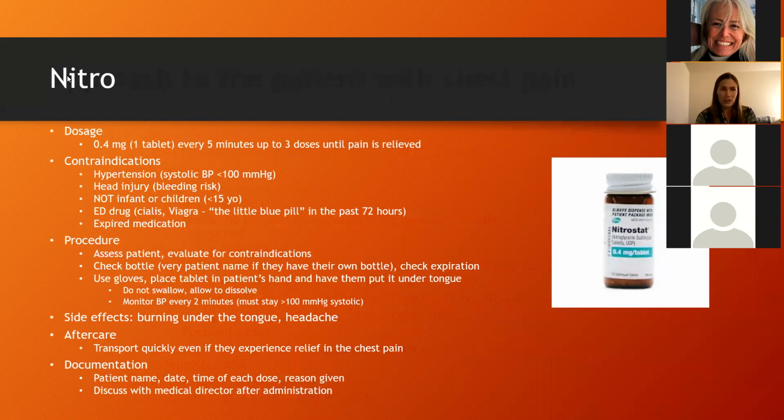A quick review, we talked about this last time. Doses, milligrams, which is 1 tablet. You give 1 every 5 minutes up to 3 doses until the pain is relieved.